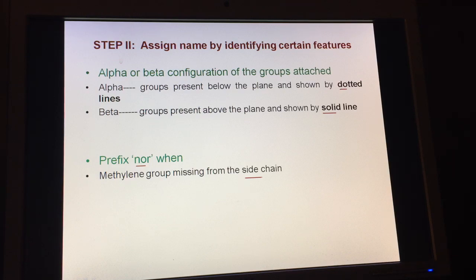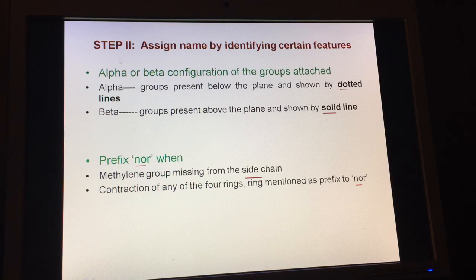The second condition in which we use NOR is to represent the contraction of any of the 4 ring system. We know that ring A, ring B and ring C are 6 membered rings. Now if they become 5 membered rings because of chemical modification, then it is called contraction of the ring system, and again we use the prefix NOR. NOR A means ring A is contracted, NOR B means ring B is contracted, NOR C means ring C is contracted.